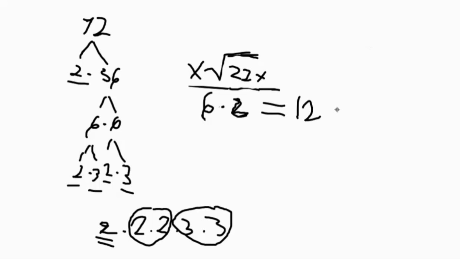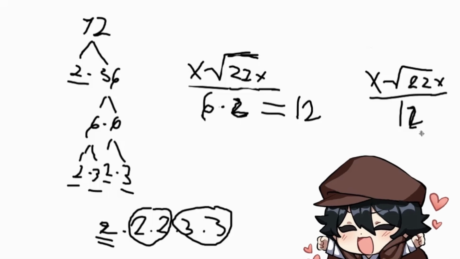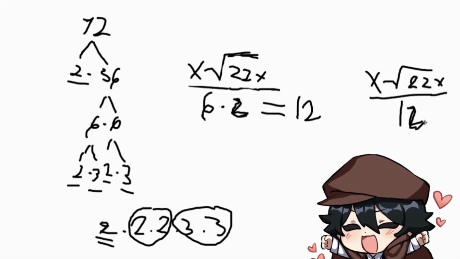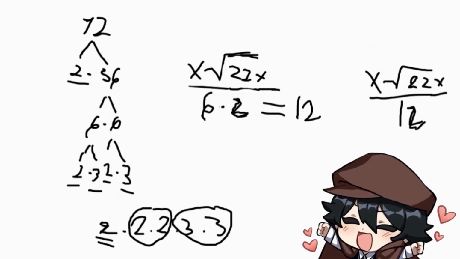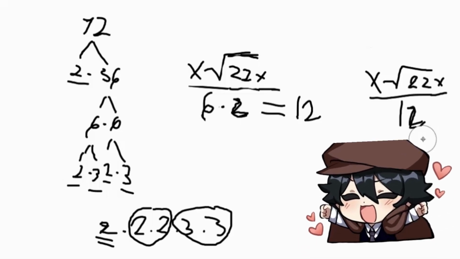And from there, we can't really do much with it, so we rewrite the equation as 22x over 12. And that should be your finished equation. Pretty simple. Very simple. This is very, very easy. And yes, we love math and very easy, very simple stuff.